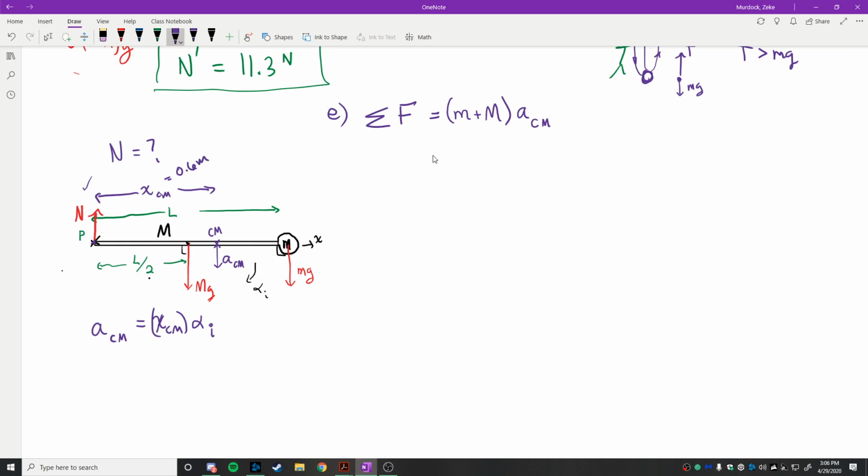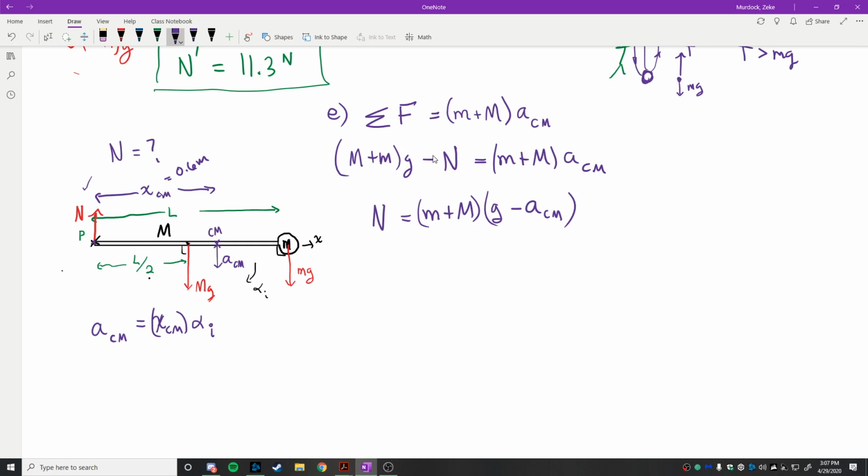So with this replacement, our equation becomes this. It's accelerating downwards, so we're going to say m plus big M minus the normal force should be equal to m plus big M multiplied by the acceleration of the center of mass. So then N is going to be equal to m plus M multiplied by g minus a_cm.